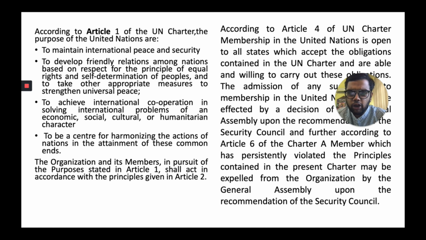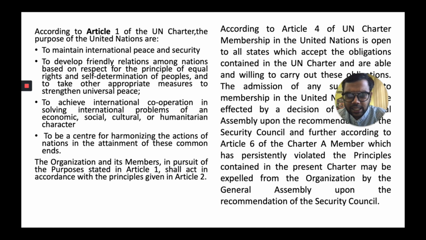According to Article 1 of the UN Charter, the purposes of the United Nations are: first, to maintain peace and security; second, to develop friendly relations among nations based on respect for the principle of equal rights and self-determination of people, and to take other appropriate measures to strengthen universal peace; third, to achieve international cooperation in solving international problems of an economic, social, cultural, or humanitarian character; and fourthly, to be a center for harmonizing the actions of nations in the attainment of these common ends. So basically, you can see the aim of the United Nations is not only to maintain peace and security, but to develop friendly relations along with international cooperation.